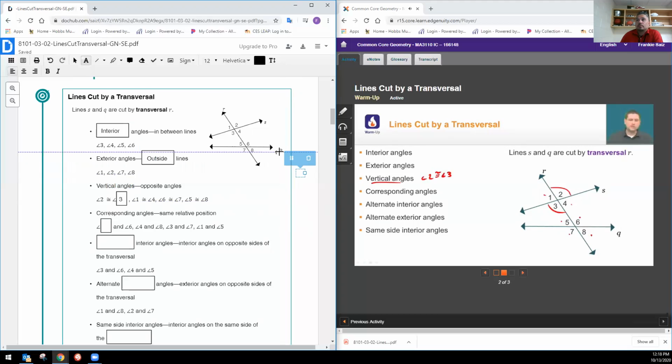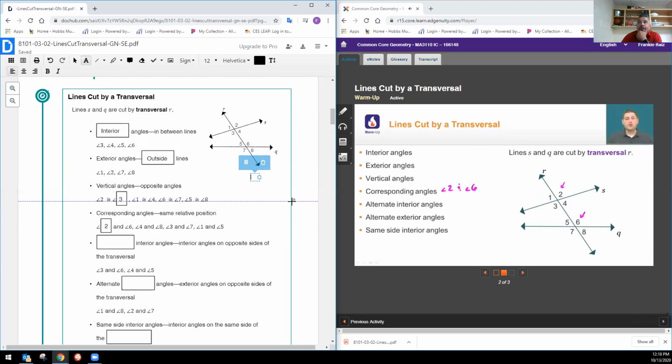Let's move on to corresponding angles. Now, corresponding angles I find interesting because of their relative location. Take a look at the first grouping, angles 1 through 4, formed by R intersecting S. And I notice that 2 is in the upper right corner of that grouping. But if I move to the second grouping, where R intersects Q, notice how 6 is in the upper right corner. So we classify angles 2 and 6 as corresponding angles because they are in the same relative position.